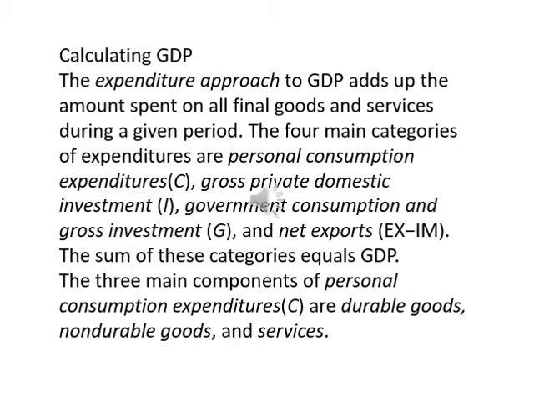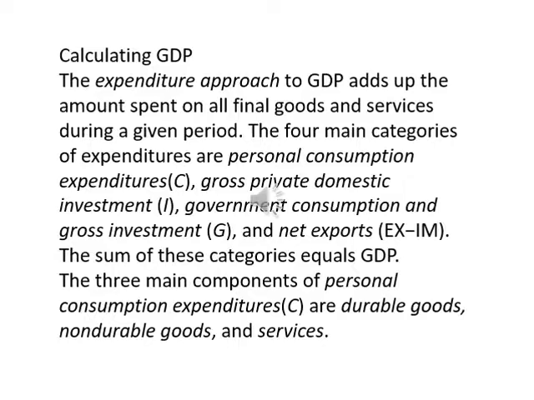Calculating GDP. The expenditure approach to GDP adds up the amount spent on all final goods and services during a given period. The four main categories of expenditures are personal consumption expenditures, C, gross private domestic investment, I, government consumption and gross investment, G, and net exports, X minus IM. The sum of these categories equals GDP.